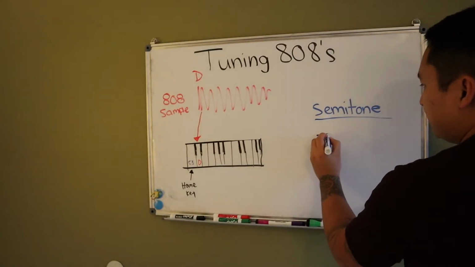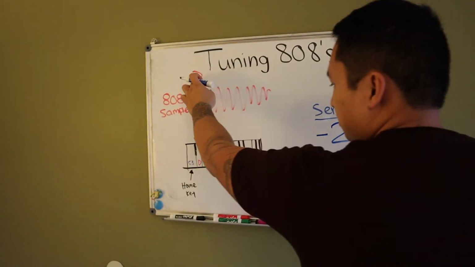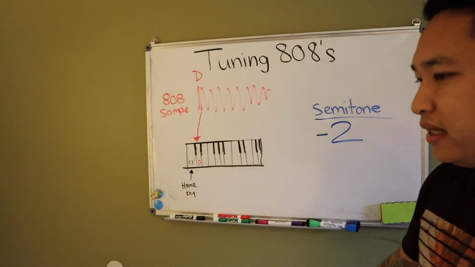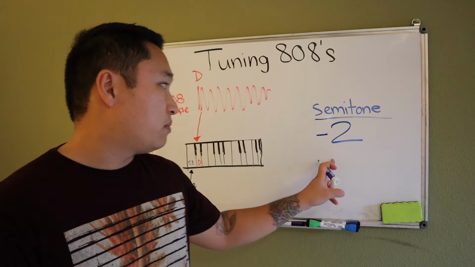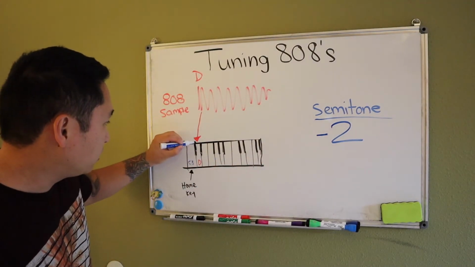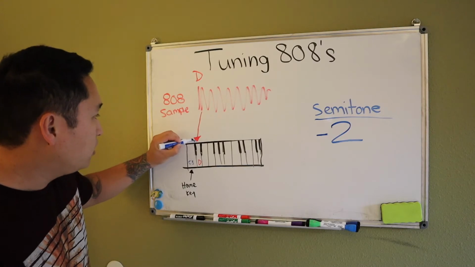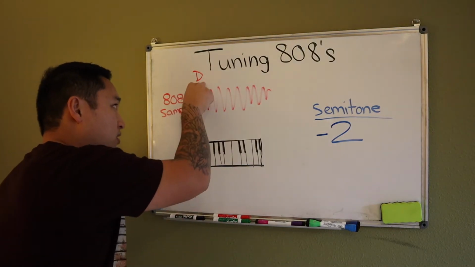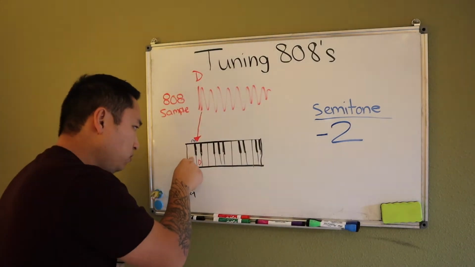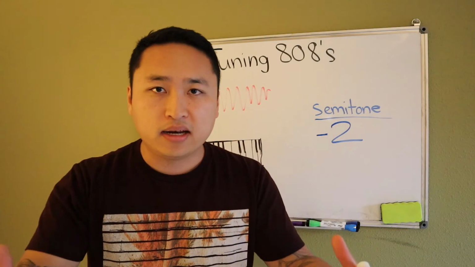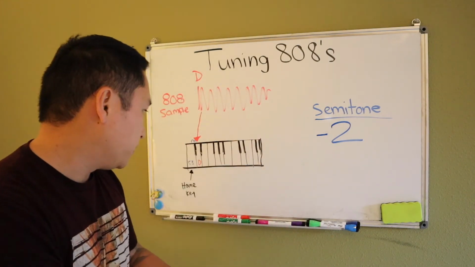So to get from D to be on C when we hit our home note, you have to tune it -2 semitones. When you tune it -2 semitones, what you're doing is you're taking this note and you're going 1, 2. So now that we've tuned it so that this note of the sample is on our home note, the rest of the notes on your keyboard will coincide and it'll play properly.